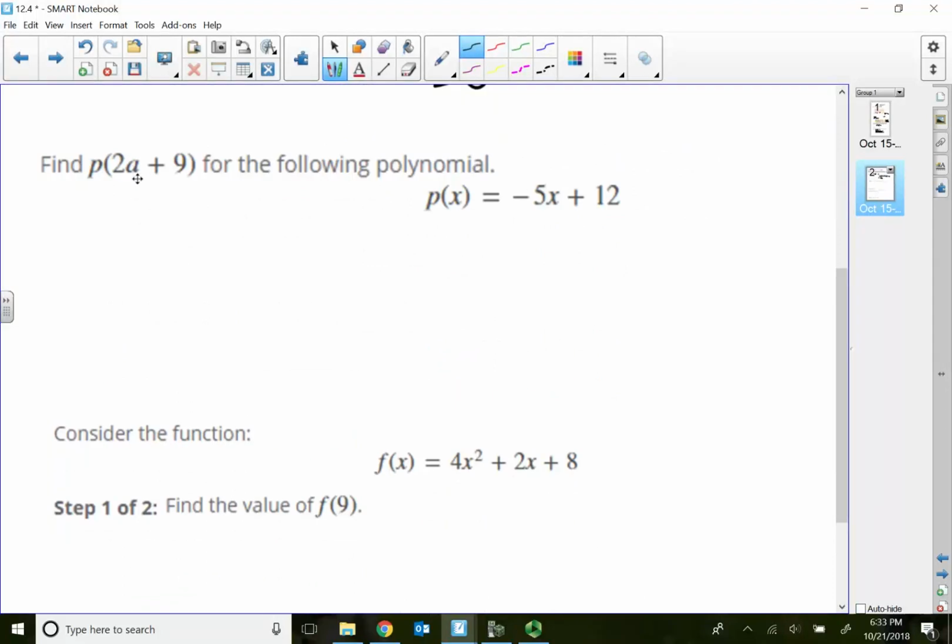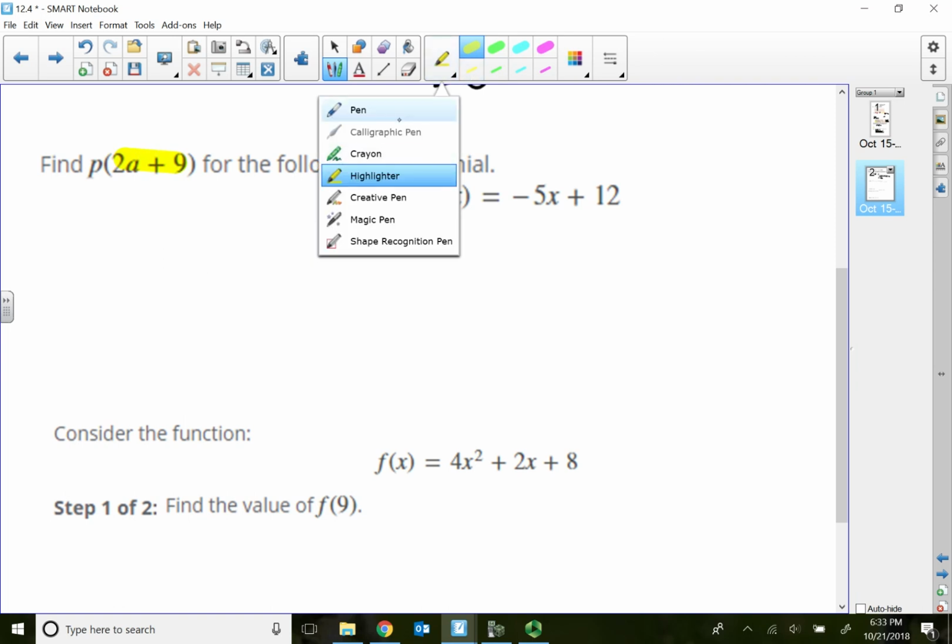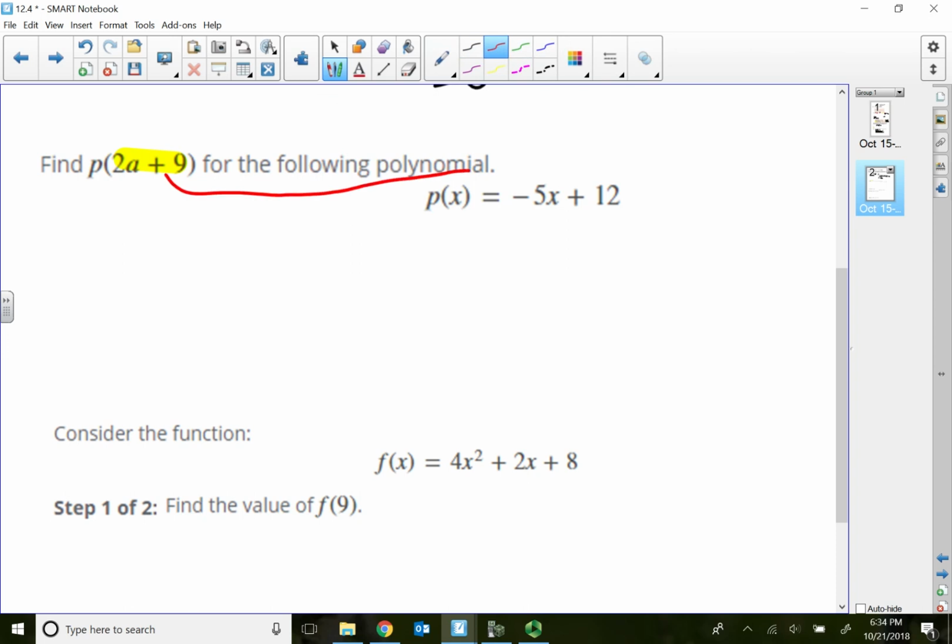All right, this one is interesting. This one wants me to evaluate my expression at 2a plus 9. Instead of substituting a numerical value for x, I'm going to substitute this expression, 2a plus 9, for every x that I see in the polynomial. That will give me -5 times (2a plus 9), plus 12. Since 2a plus 9 is two terms representing one variable, I always put them in parentheses. My answer is not just a numerical value; it's going to be an expression.